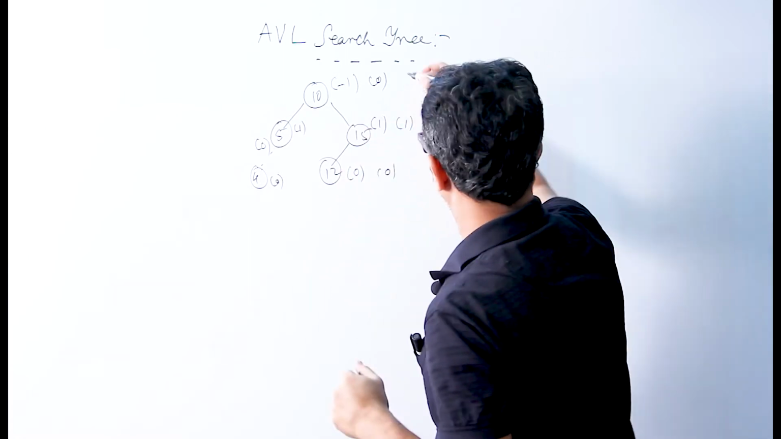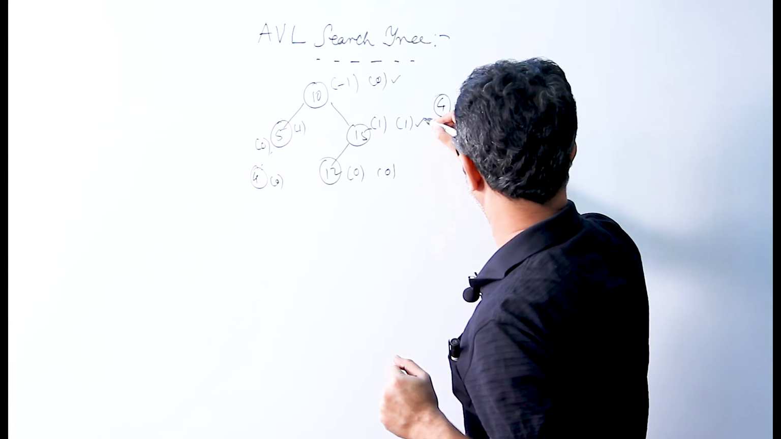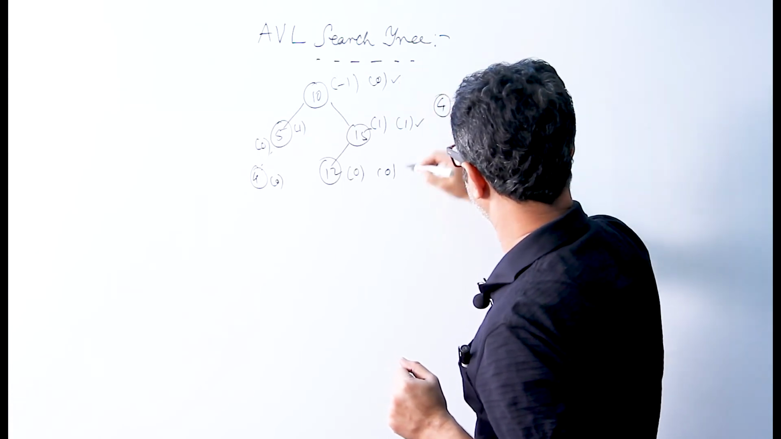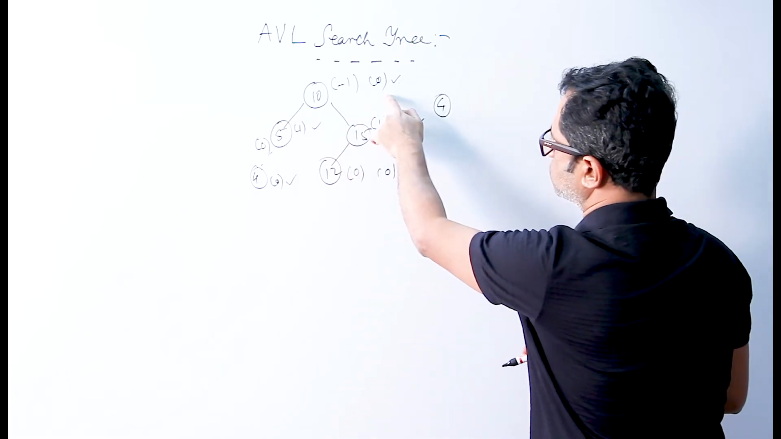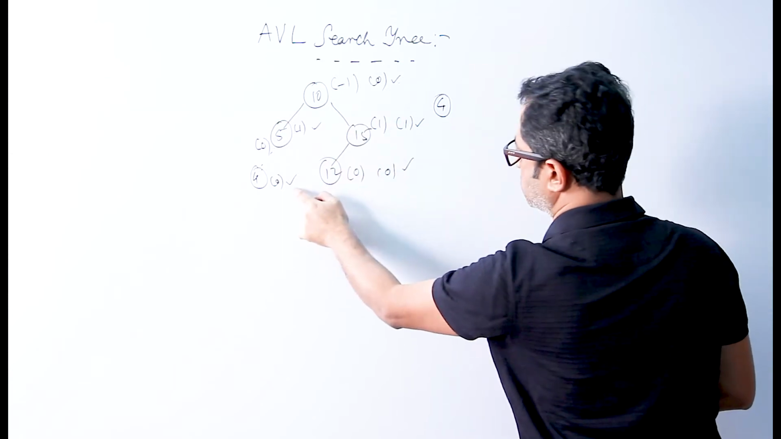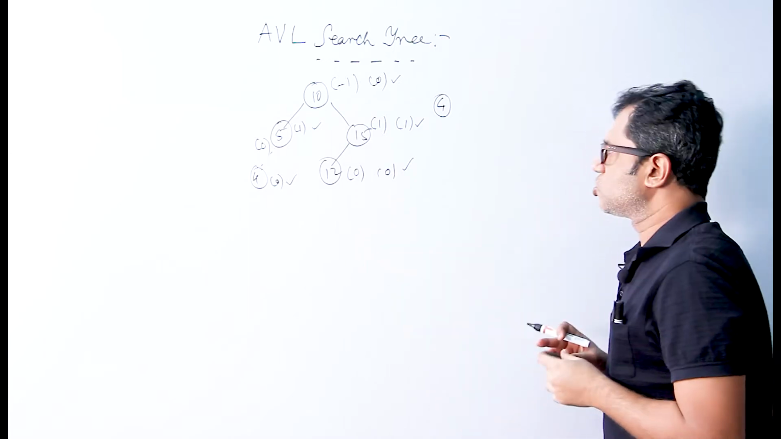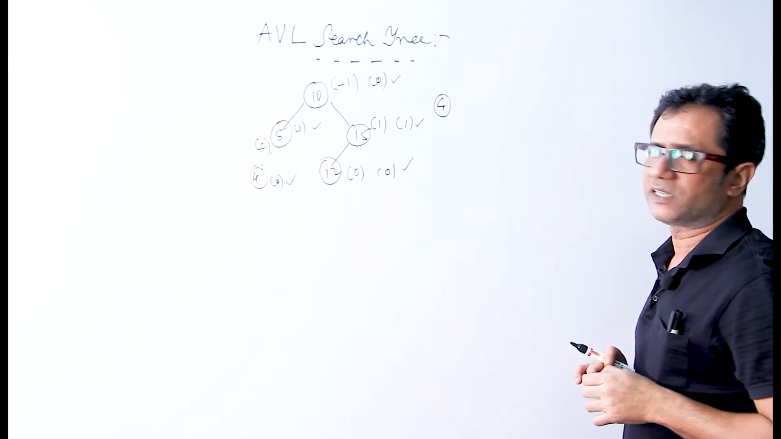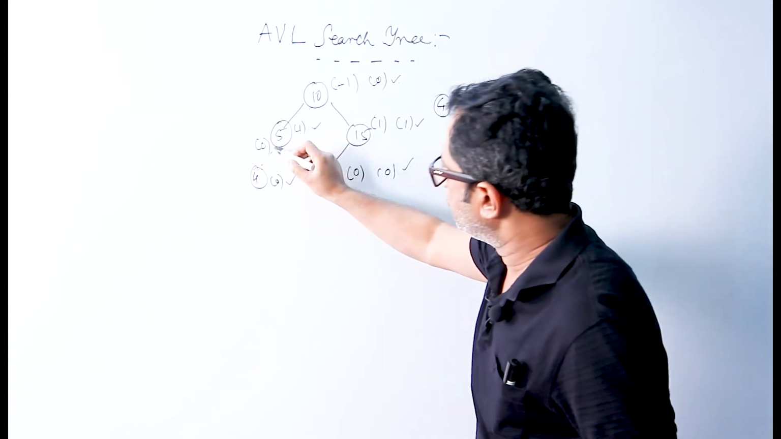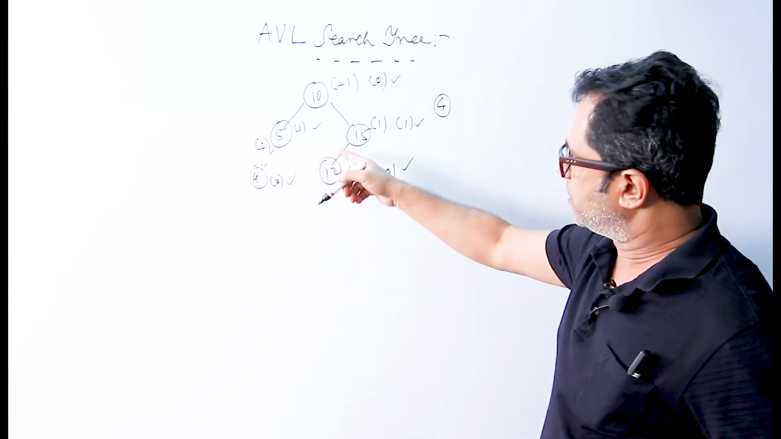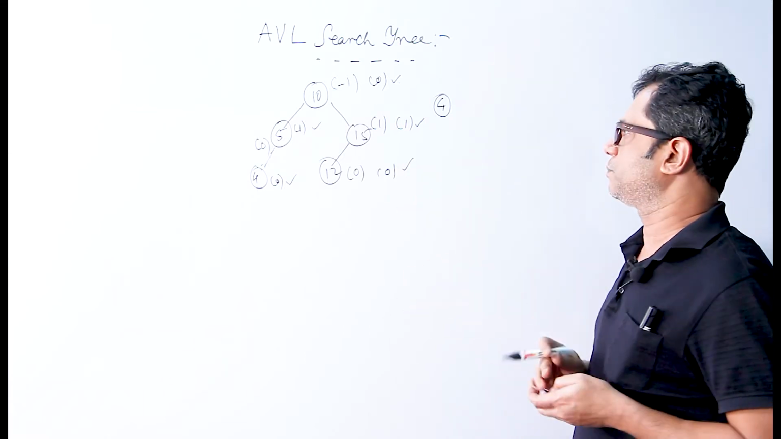The newly calculated balance factors are the ones I am giving a tick: this one, this one, this one, this one, and this one. Let us examine the balance factors. We see that they are 0, 1, 1, 0, 0. These lie within the permissible range of balance factors for an AVL search tree. So after the insertion process, this AVL search tree remains an AVL search tree, and it is not changed into any other form.